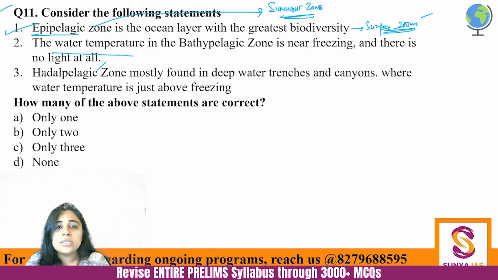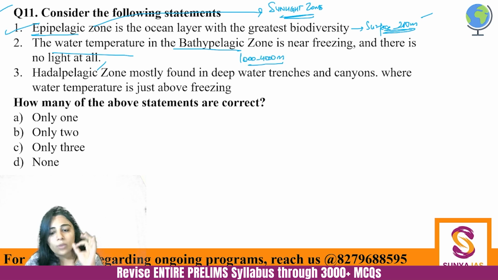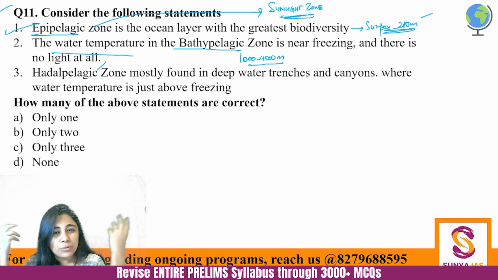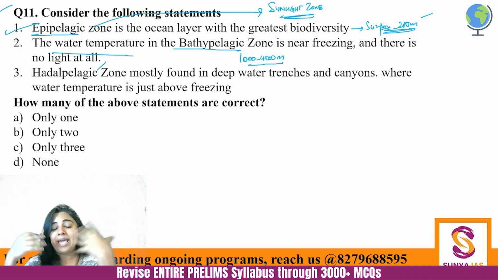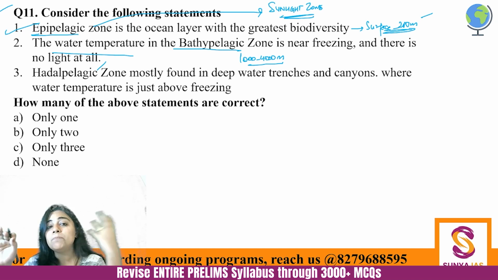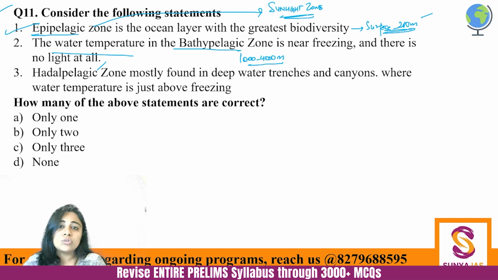Then water temperature in the bathypelagic zone. Bathypelagic zone is very deep inside the ocean. It is 1000 to 4000 meter within the ocean, like deep inside the ocean. And here you find a lot of light giving organisms. So it's a very beautiful layer जो आप films वगैरह में देखते हैं ना कि the organisms are emitting their own light and all that happens in bathypelagic zone because sunlight does not reach there. ठीक है? तो this is correct.